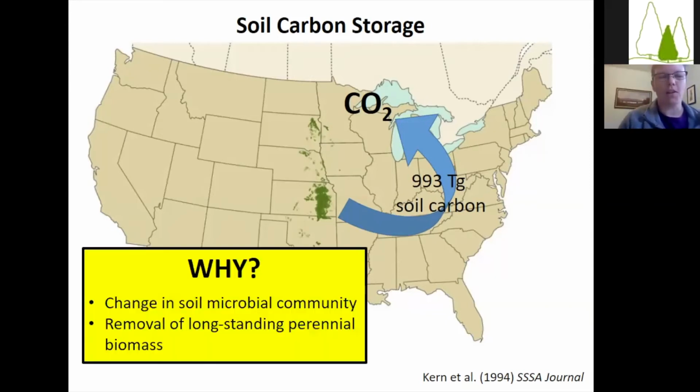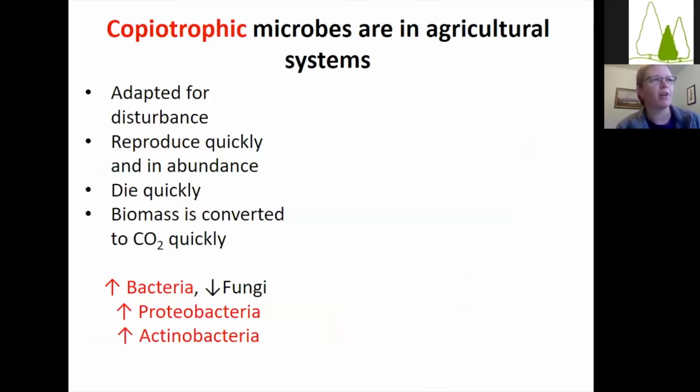So why did this occur? We think it's because there was a change in this long-standing perennial biomass, first of all, but that led to a change in soil microbial community composition, and particularly a shift from what are called oligotrophs to copiotrophs. So what are copiotrophs? Copiotrophic microbes are those that are often predominant in today's agricultural systems.